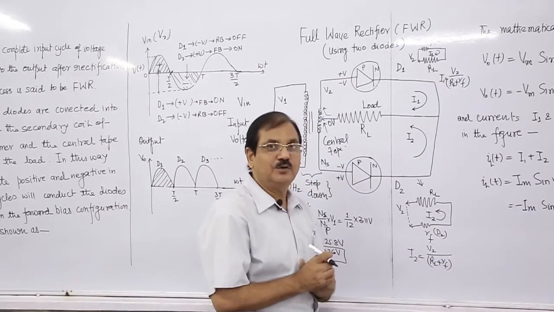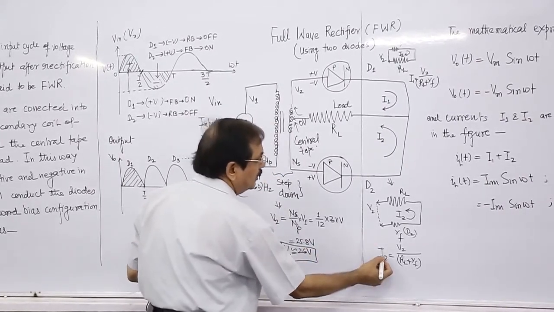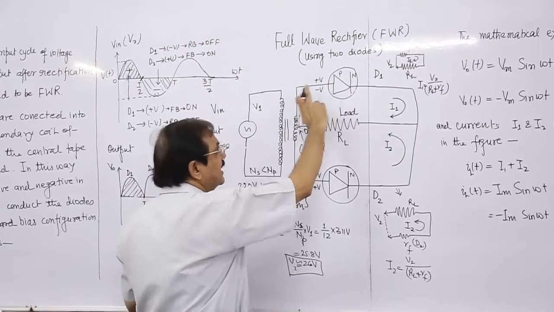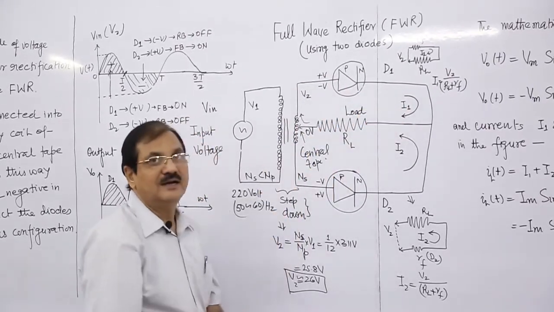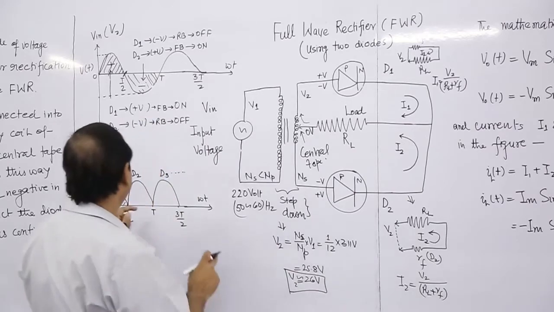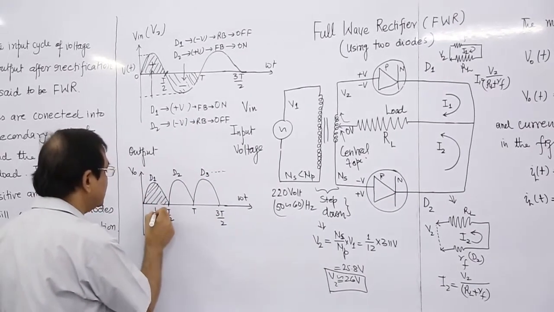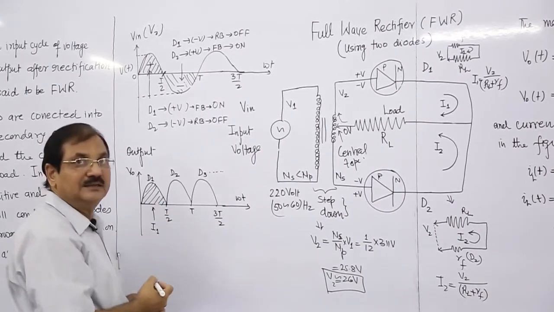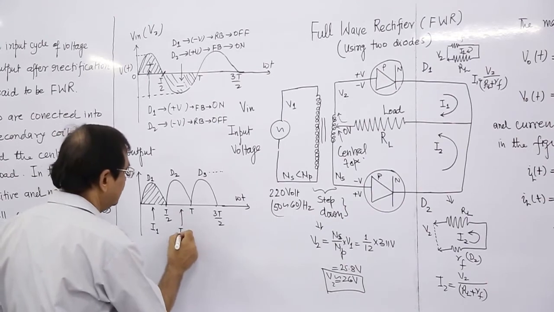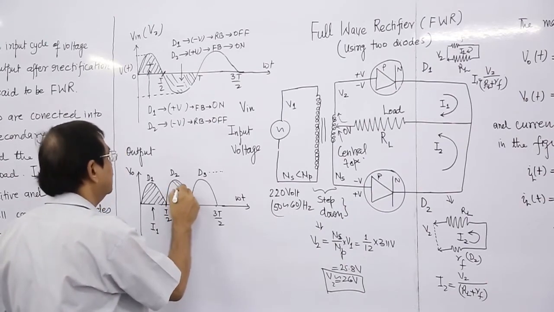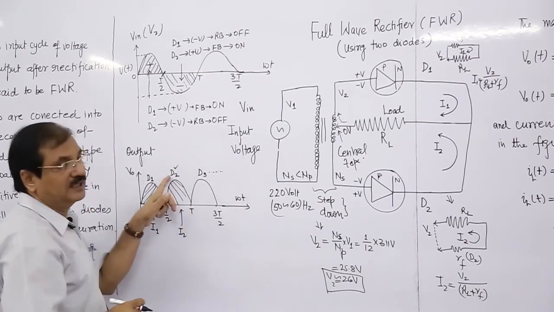Total voltage upon total current. So, what we find in the first half cycle is that the current is I1, and in the second half cycle the current component is I2. This I2 is flowing through the diode D2.